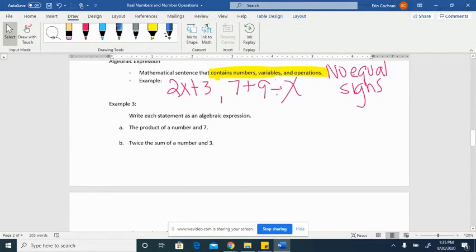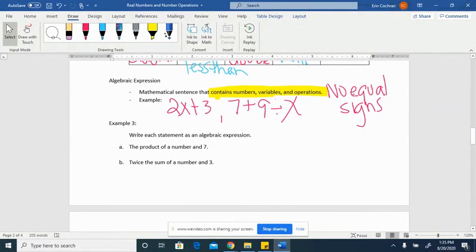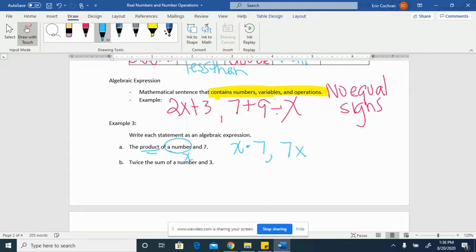All right, so let's go ahead. We're going to write an algebraic expression from the words now. Product. Product means the answer to a multiplication problem. So we're going to multiply a number. We don't know that number, so we'll label it x, and 7. So we have x times 7. You could also write it as 7x.